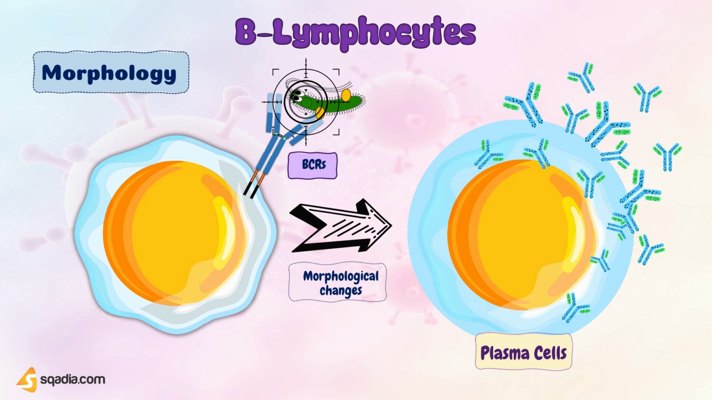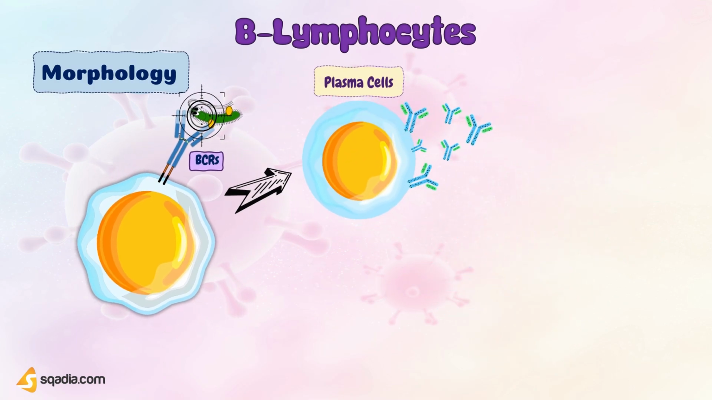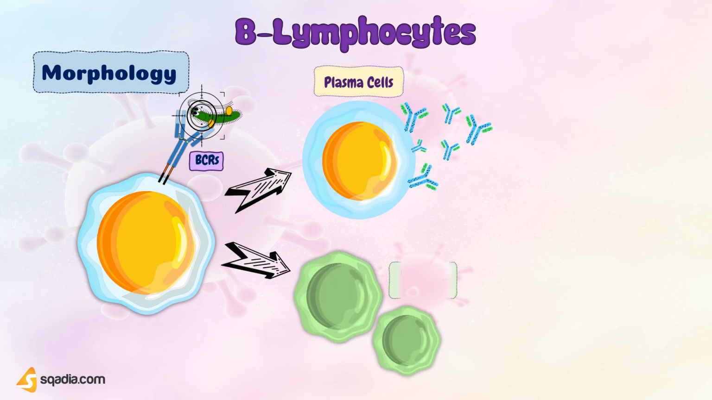Morphologically, plasma cells have an expanded and abundant rough endoplasmic reticulum, reflecting their high protein synthesis activity. In addition to differentiating into plasma cells, some activated B lymphocytes transform into memory B cells. Memory B cells are long-lived and remember previous encounters with antigens. Morphologically, memory B cells are similar to resting B cells but have an enhanced ability to respond rapidly and efficiently to re-exposure to the same antigen.